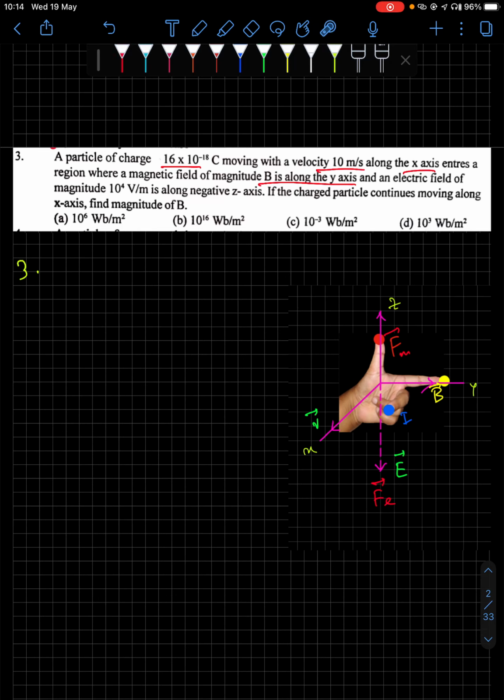And then electric field of this magnitude is acting along the z-axis. If the charged particle continues moving along the x-axis, then you have to find the magnitude of B. So the trajectory of the charged particle is not at all affected. It was moving along the x-axis and it continues to move along the x-axis. In that case, the effect of the magnetic field and electric field acting on the charged particle should be equal. That means the electric force and the magnetic force acting on the charged particle should be equal.